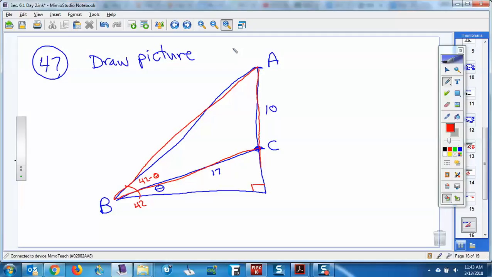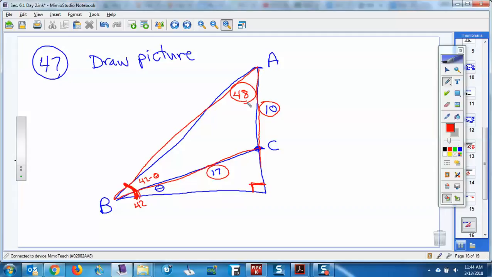What's the piece that we need to put in there to help us get going here? What's the piece that's staring us right in the face that we can easily get? Angle A right up here. What is it? 48. If you look at the big right triangle right here, you've got 90 here, and you've got 42 here. So this is 90, and this is 42, so that tells you that's 48. Now look at the red oblique triangle here. We have side, side, angle.